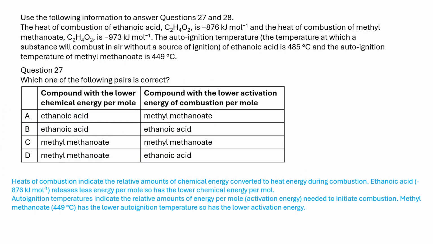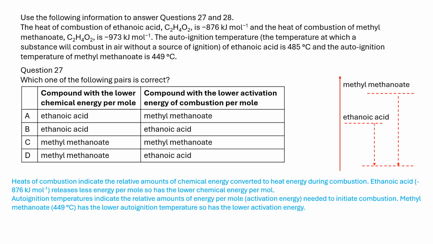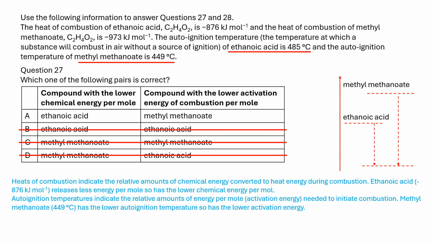Ethanoic acid has a lower heat of combustion, compared with methyl methanoate. So, ethanoic acid contains lower chemical energy, and C and D are eliminated. Methyl methanoate has a lower autoignition temperature than ethanoic acid. So, its activation energy is lower than ethanoic acid. B is eliminated, and A is correct.